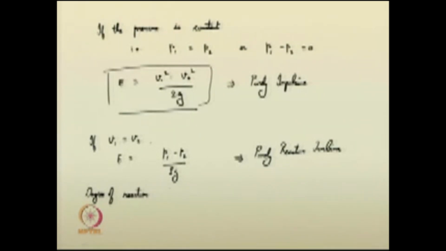The degree of reaction can be given as R. This is nothing but del P by total energy transfer. Del P is nothing but P1 minus P2. So, this comes to be roughly around (V1 squared minus V2 squared) by 2g. Like that, one can evaluate the degree of reaction.